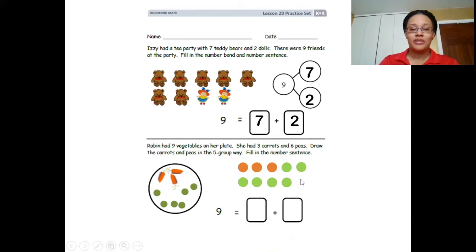carrots and 6 peas. So when we're filling in our number sentence, we can say that 9 equals 3 plus 6. But you can do that on your own. You do it. Let's see when the next problems are.